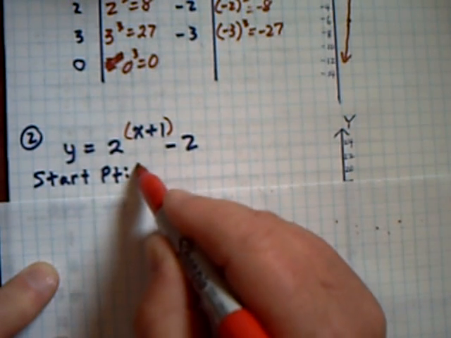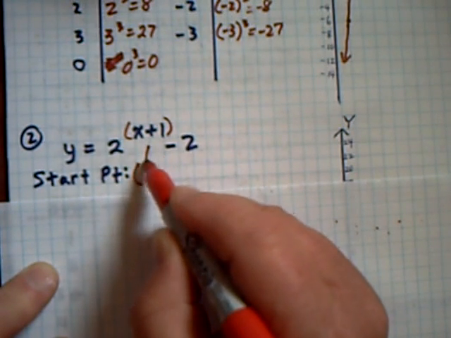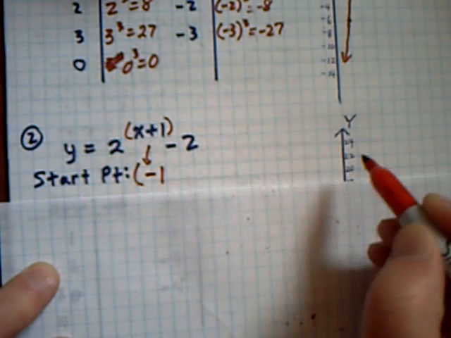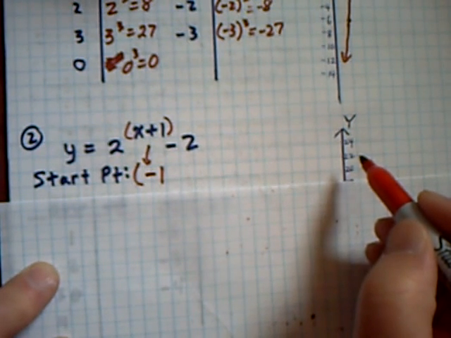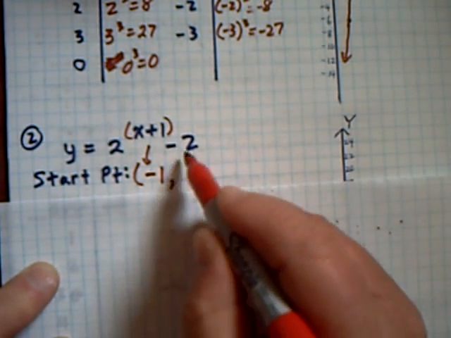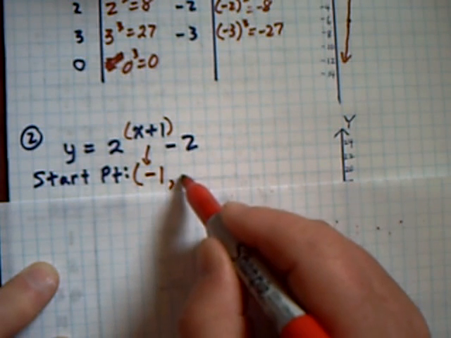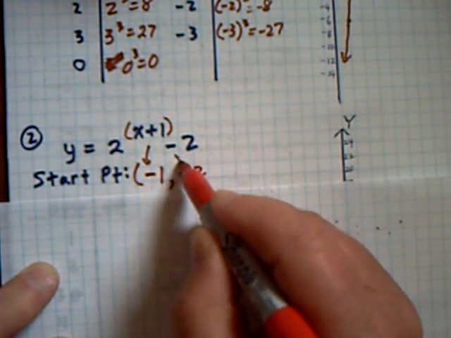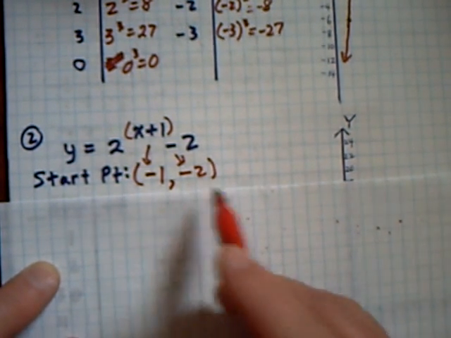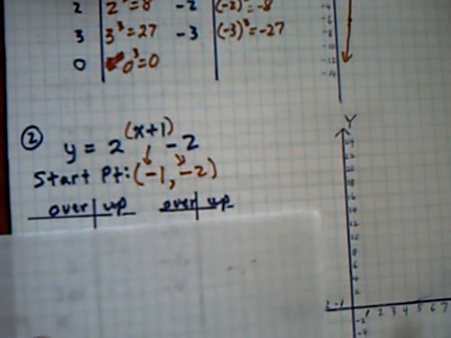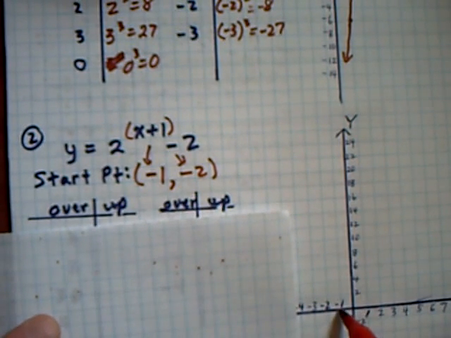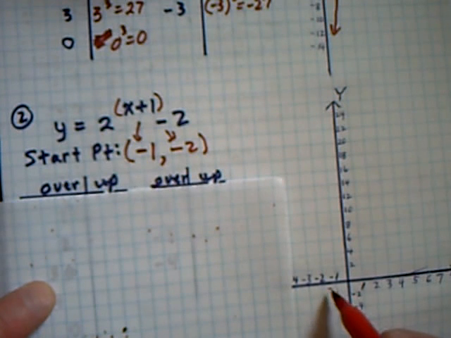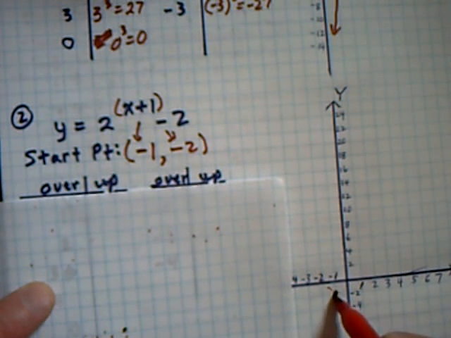So again, the starting point, because it's in brackets, that's going to lie. It's going to go 1 to the left. And the minus 2 is outside of the brackets. It doesn't lie. So the new starting point will be negative 1 to the left and negative 2 down. So I can go over and go negative 1 and negative 2, and this is my new starting point right here.